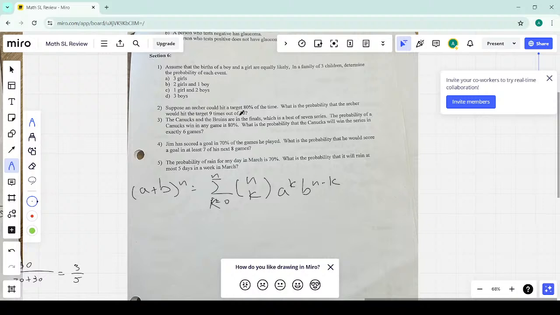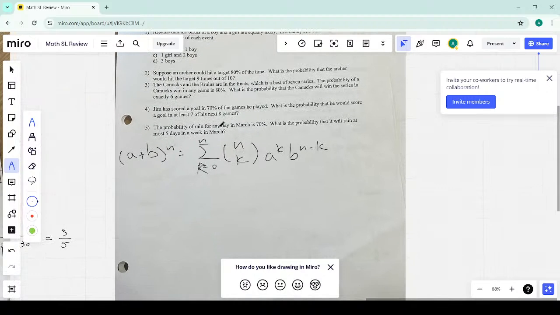Now these are mostly calculator questions in which you just plug it into the calculator. So I'll do question 5. The probability of rain for any day in March is 70%. What is the probability that it will rain at most 5 days in a week in March? So what this basically means is we want the probability that it will rain no days, 1 day, 2 days, 3 days, 4 days, and 5 days.